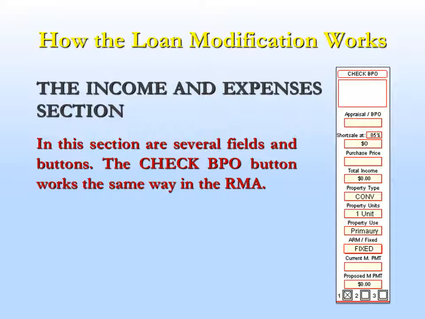The Income and Expenses section. In this section are several fields and buttons. The CHECK BPO button works the same way in the RMA.